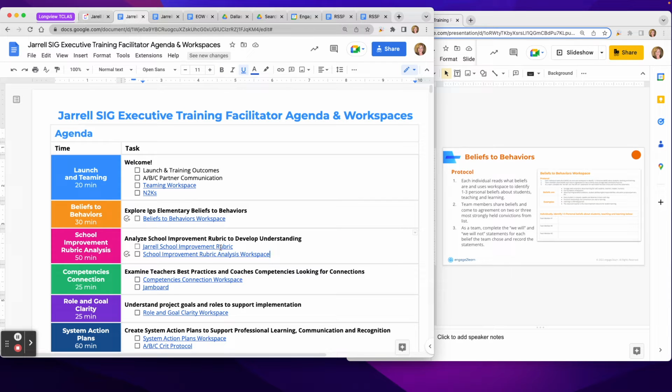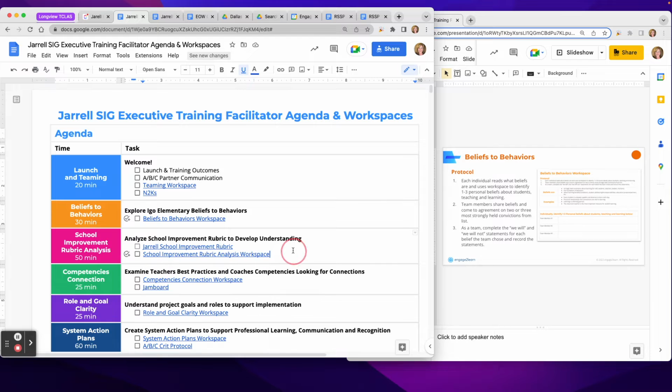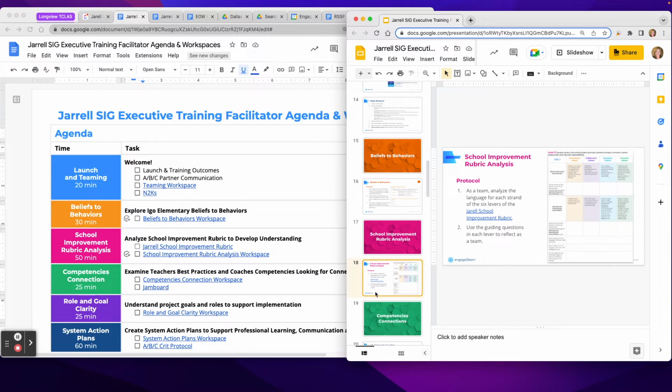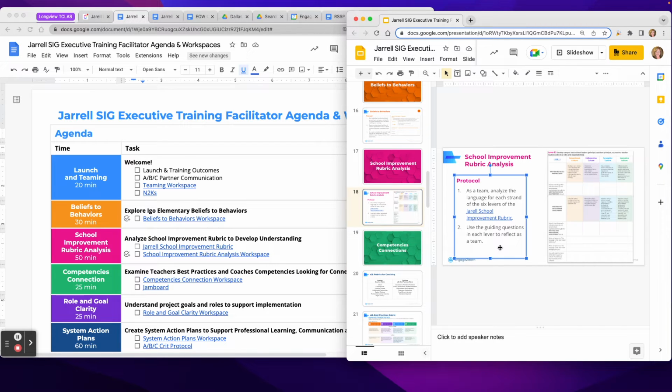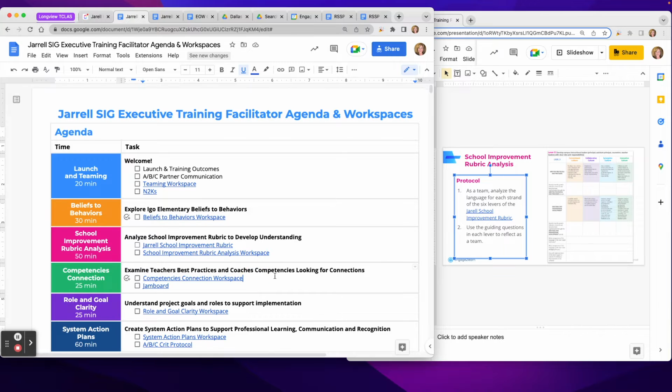All right. So they have access to the rubric itself as a hard copy on the side if they want to have that. And then they have their workspace that's here in the agenda. You can talk to them as they go through this, and help them really look at those levers and think about how this is going to impact their work this year.